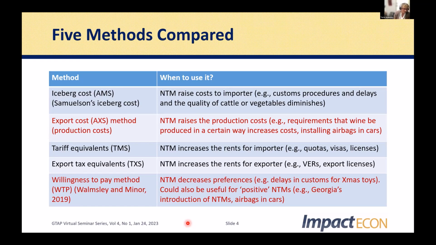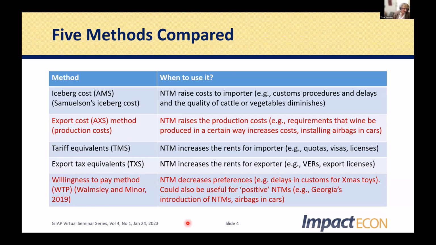Then there's our tariff equivalent and export tax equivalents, which all of us have used, and these are generally regarded as rents for the importer. We've used them a lot on quotas and licenses, and the other way that they might be used is as rents from imperfect competition when you have NTMs. And then the final method we looked at was the willingness to pay method. Basically the idea there is that the NTM decreases preferences.